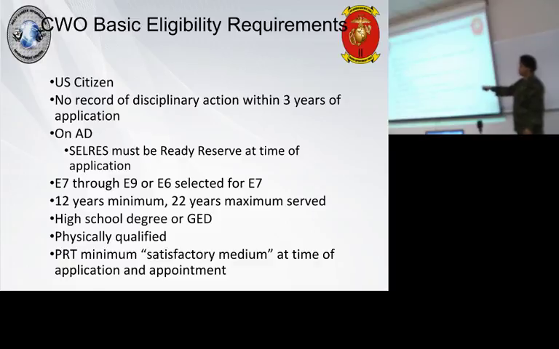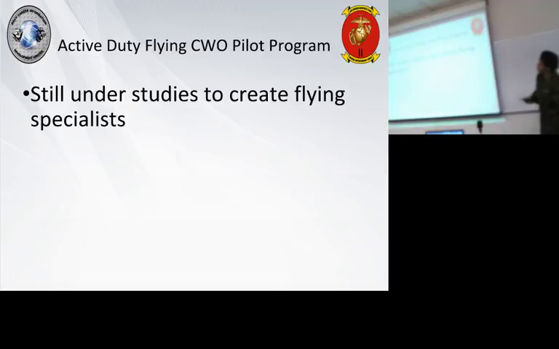12 years minimum, 22 years max time served. The reason for this is because some of the E7s, E8s, E9s pick up rank kind of early. So you may have a master chief sitting at 22 years or 21 years or something like that, depending on how fast they picked up their rank. High school diploma or GED, physically qualified, SAT medium at the time of appointment. All right. The active duty flying CWO program is still under status to create flying specialists. So basically, they're still working on the program.